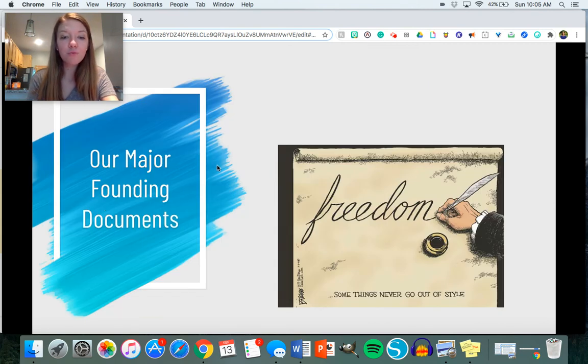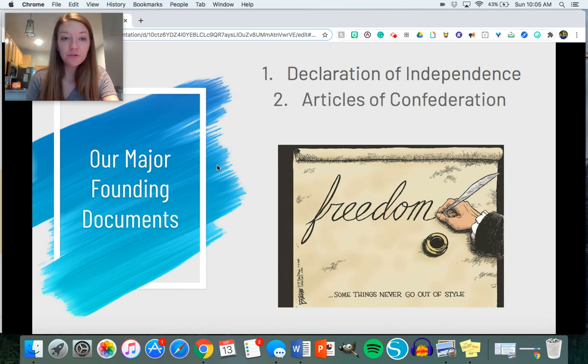So we have three major founding documents in our history. The first is the Declaration of Independence, and we're actually going to walk through all of these. The second, after the Declaration, is the Articles of Confederation. These are the two that we are really going to focus on in this video. And then, of course, our third one is the U.S. Constitution. We are going to have a separate video entirely on the U.S. Constitution and its structure and setup. So we're focusing on these two big ones today.